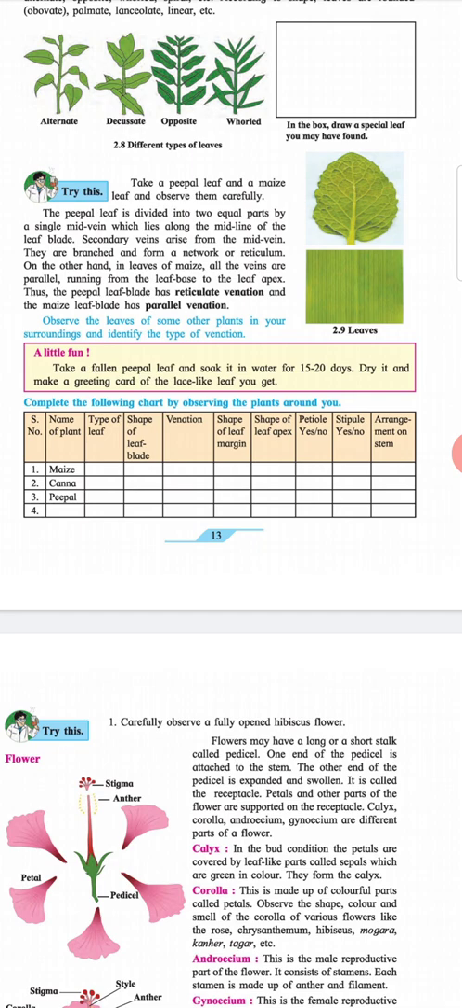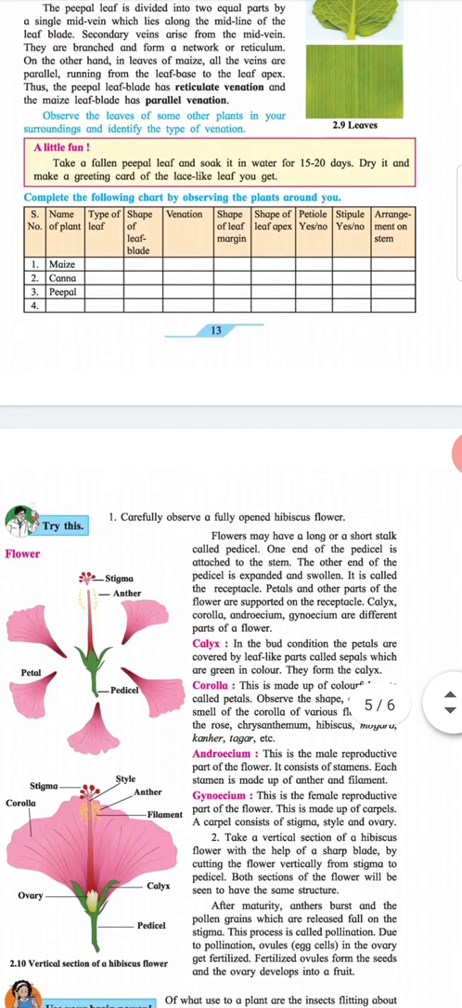Observe the leaves of some other plants in your surroundings and identify the types of venation. Box. Heading. A little fun. Take a fallen peepal leaf and soak it in water for 15 to 20 days. Dry it and make a greeting card of the lace-like leaf you get.